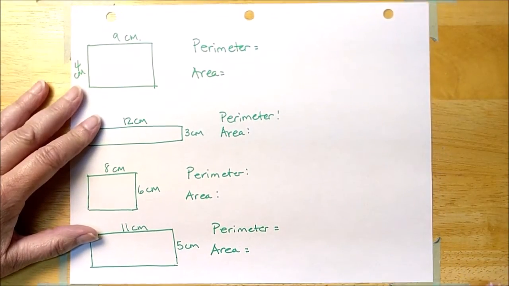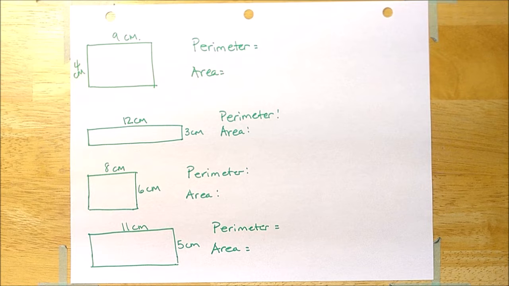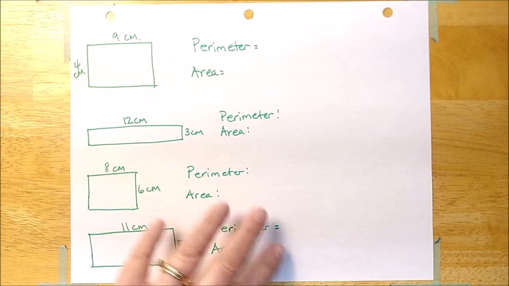Okay, so now I'm going to ask you to pause the video, and I'd like you to see if you can figure out what the perimeter and the area of these rectangles are. So pause. Okay, I'm glad you're back.